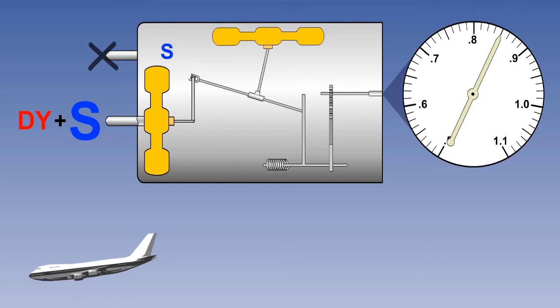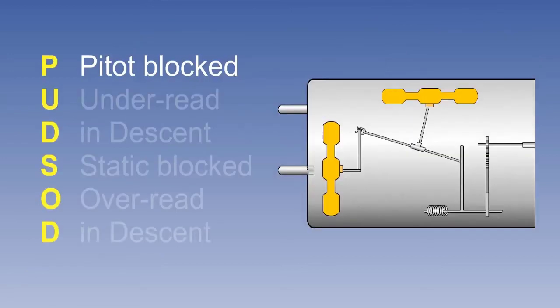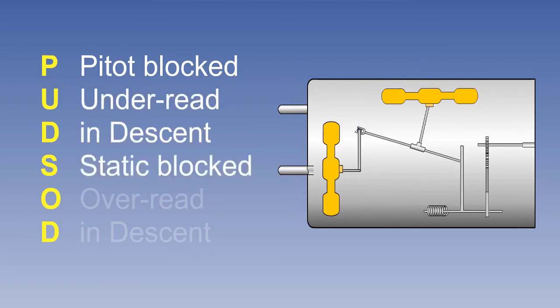We can recall this easily by remembering the mnemonic PUDSOD. P stands for pitot blocked, U stands for underread, and D stands for descent. S stands for static blocked, O stands for overread, and again D stands for descent.